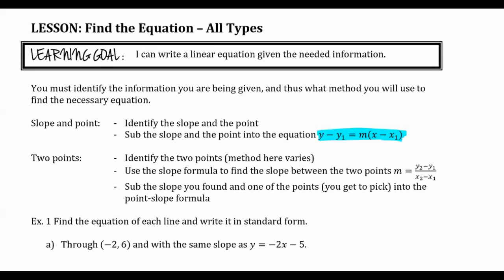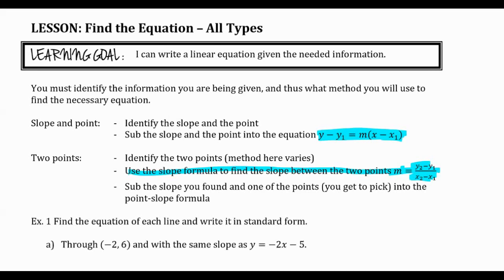If instead of giving slope and a point, you're given 2 points, again, you might have to go find those 2 points. And then there's an extra step where you have to use the slope formula to find the slope between those 2 points. So then you're using this formula first. Then you have slope and you pick whichever point you want and you go back and use point slope formula.